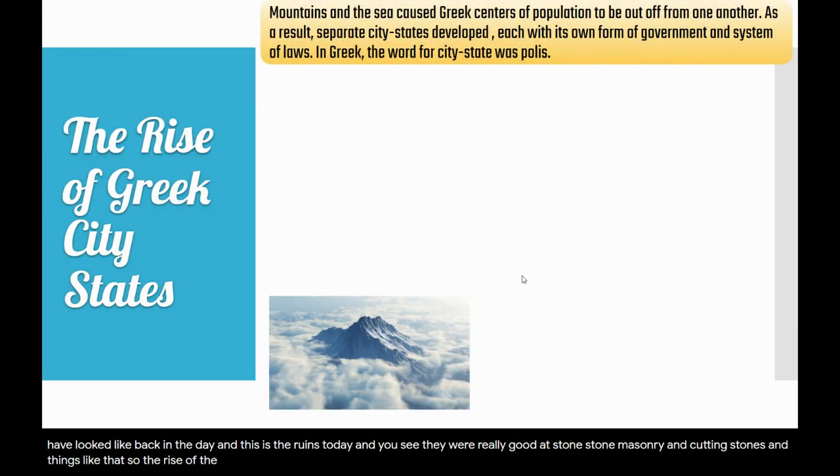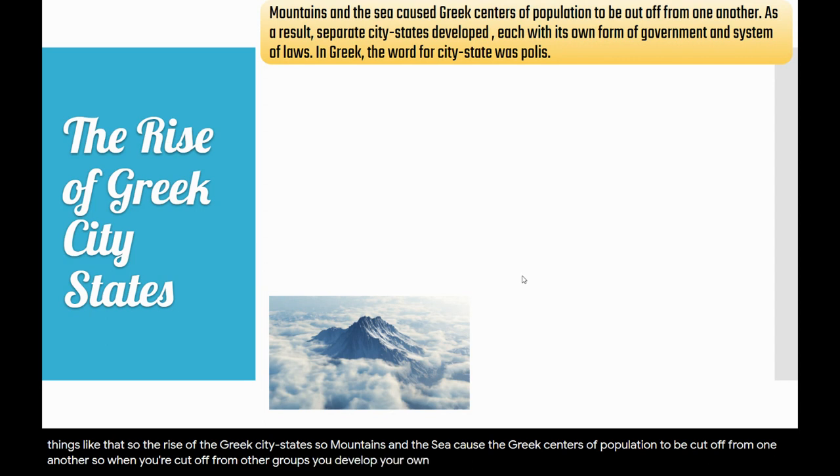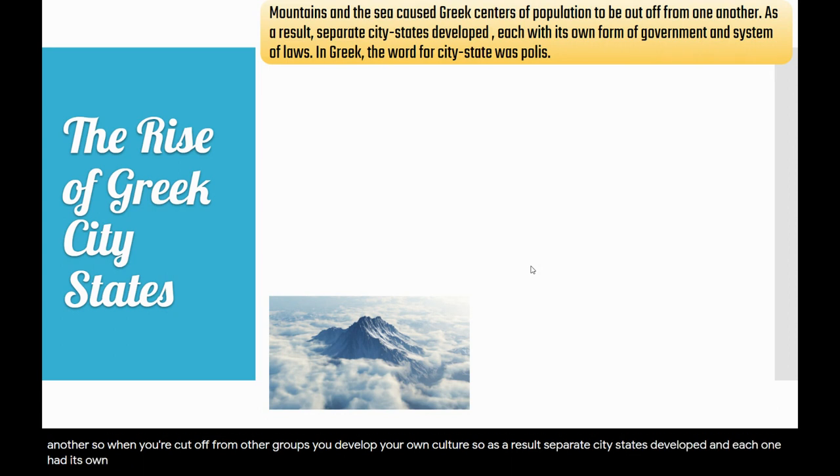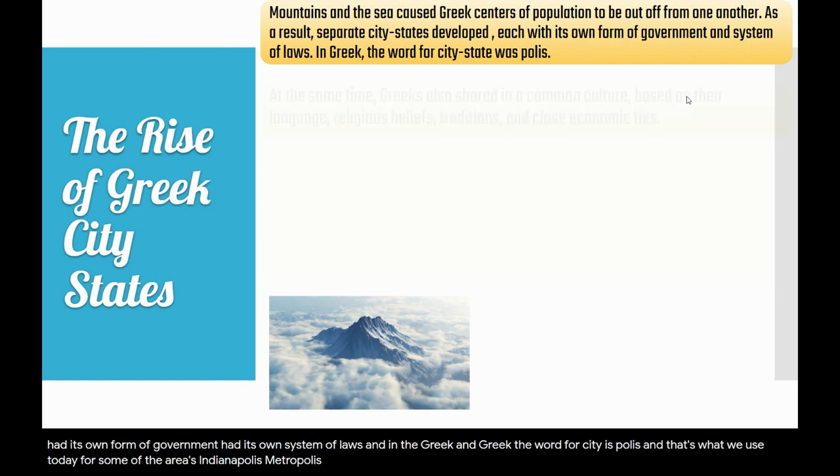So the rise of the Greek city-states. Mountains and the sea caused the Greek centers of population to be cut off from one another. So when you're cut off from other groups, you develop your own culture. As a result, separate city-states developed, and each one had its own form of government and its own system of laws. And in Greek, the word for city is polis, and that's what we use today for some of the areas, Indianapolis, metropolis, different things like that. We put polis at the end, meaning city.